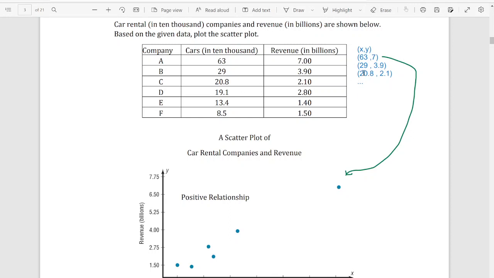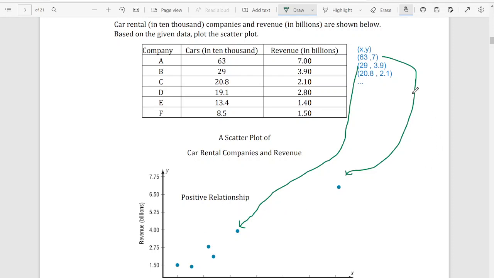And then you have 29.39. Mana 29? So 29 dekat sini, okay, somewhere here. This is 29, and then you have 3.9, so somewhere here. So this will be the second one. Okay, so you draw all these values, you plot all these values in the diagram, so you have the scatter plot.